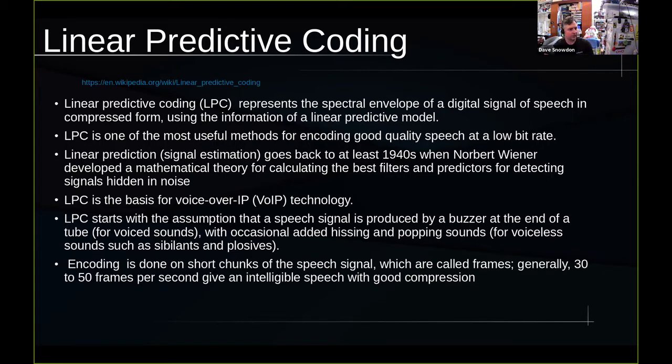It dates back to the 1940s, and it has a fairly bizarre, well, to me it sounded bizarre, assumption that a speech signal is basically a buzzer at the end of a tube with occasional hissing and popping sounds. And that apparently, while it sounds like a fairly simple model, actually works really well. Then you break it up into frames about 30 to 50 times a second, and that gives you a model that you can play speech from, and you'll see at the end how good or not it actually sounds.